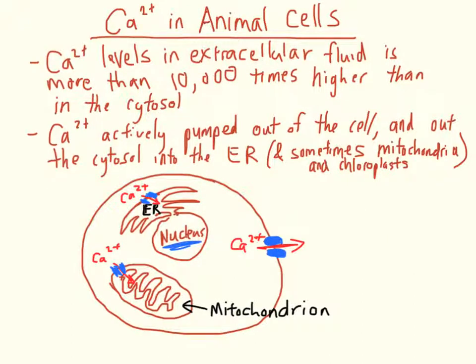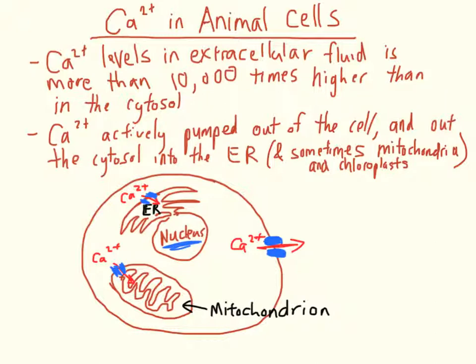So calcium levels in extracellular fluid are actually more than 10,000 times higher than calcium levels in the cytosol. So cells can actually adjust the calcium levels in the cytosol very easily by just allowing the calcium ions from the extracellular fluid to flow in, and that would increase the calcium concentration in the cytosol.